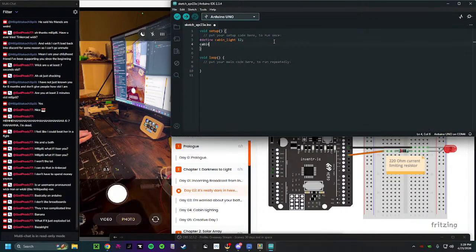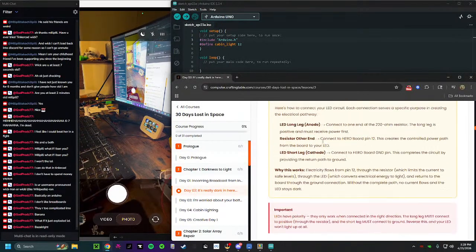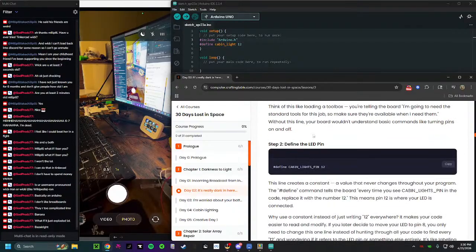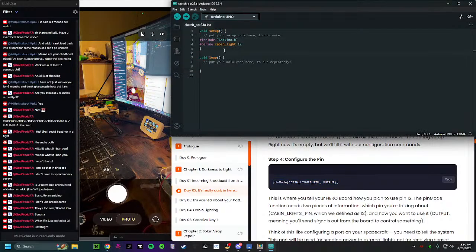And before I forget, let's include this. Now what else do we need? Circuit, anode, yeah. LEDs have... I don't care. Include that, define cabin lights, that, pin mode. That's what I need. So pin mode, cabin.